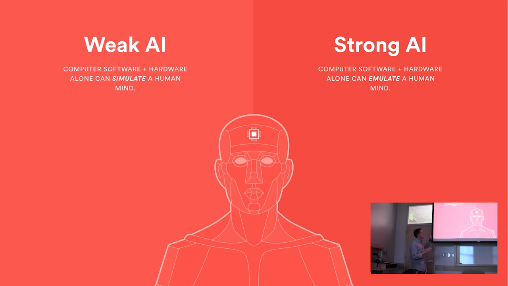Okay, weak AI says that a computer could, in theory, simulate any aspect of a human being. What this says is that, you know, in 100 years from now, 1,000 years from now, we could create an automaton that wouldn't be conscious, but would be so lifelike and realistic that we wouldn't be able to tell the difference. That's what weak AI says. Strong AI is called strong AI because it's a strong claim about computers and what they can do. This one says that computer software plus hardware alone is sufficient to completely emulate the human mind, meaning that computers alone could be conscious.